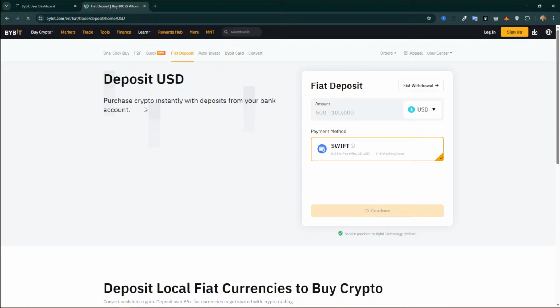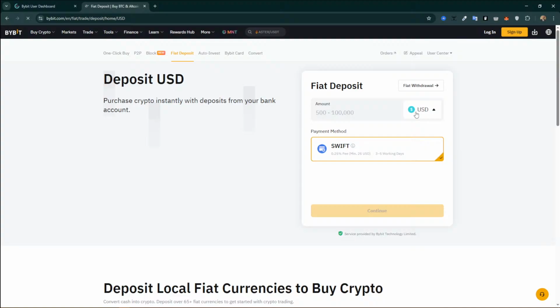So, fiat deposit. Now this is what I was talking about. You notice when you check on this list, you don't have a UTX here. And what can we do in this case?